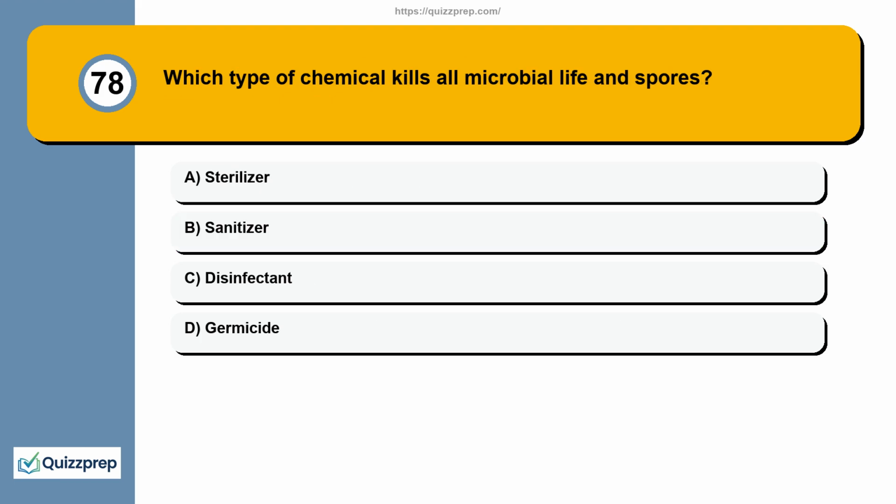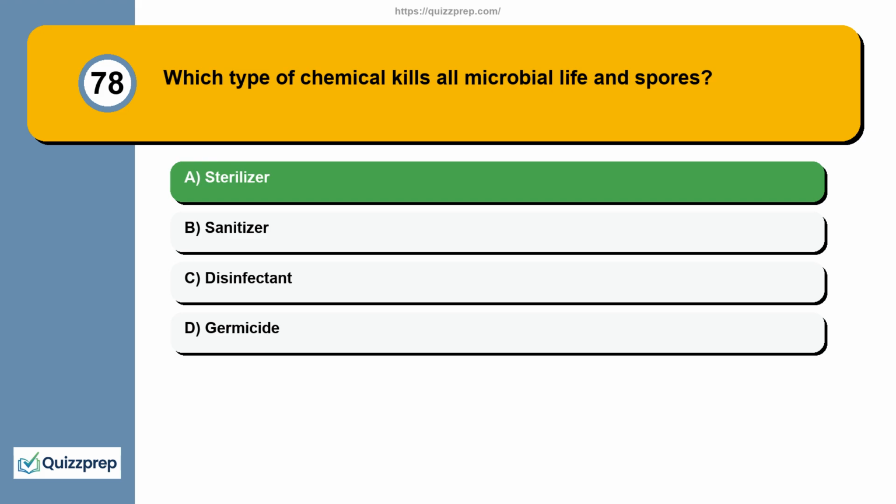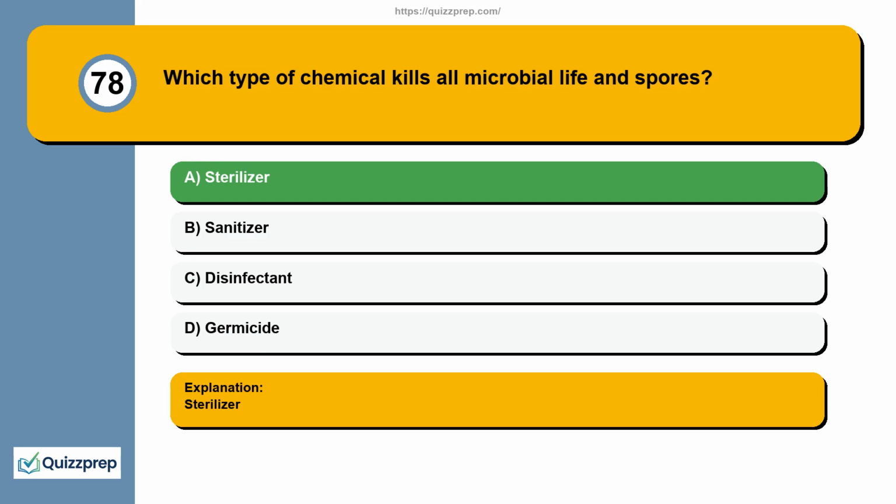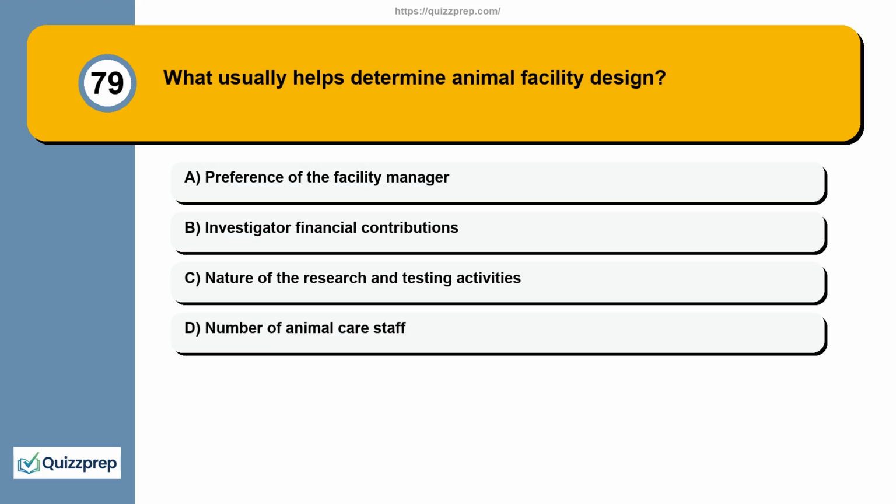Question 78. Which type of chemical kills all microbial life and spores? Option A, sterilizer. Option B, sanitizer. Option C, disinfectant. Option D, germicide. The correct answer is option A, sterilizer. Sterilizer.